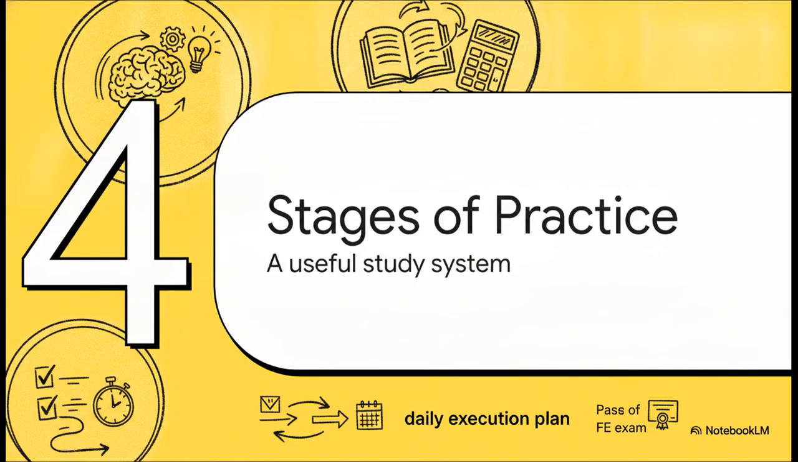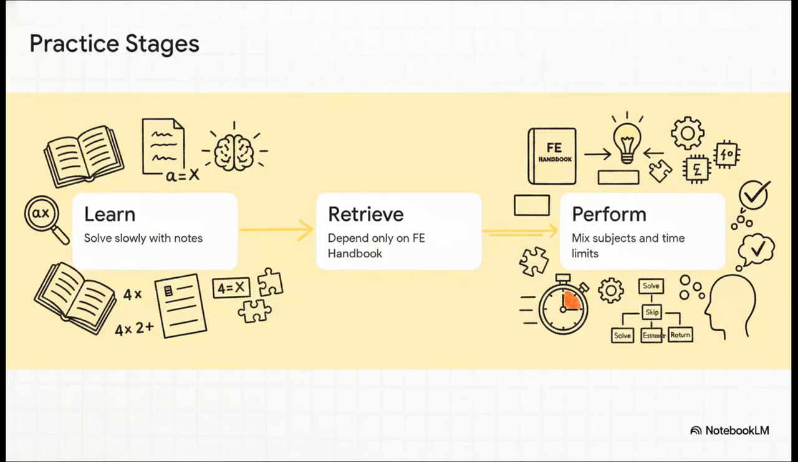Let's move to our core process and see how this all builds into an actionable daily execution plan. Section 4, 3 stages of practice. This is such a brilliant system to structure your daily studying. Stage 1 is learn. This is where you solve problems slowly, allowing yourself to use notes and really study the reasoning behind a solution. Stage 2 is retrieve.